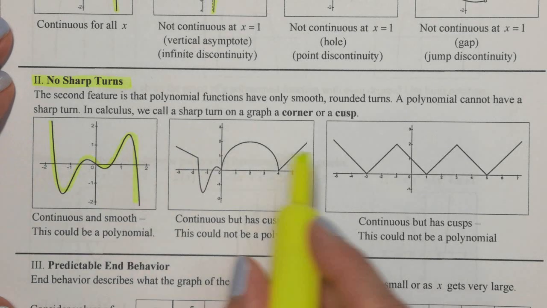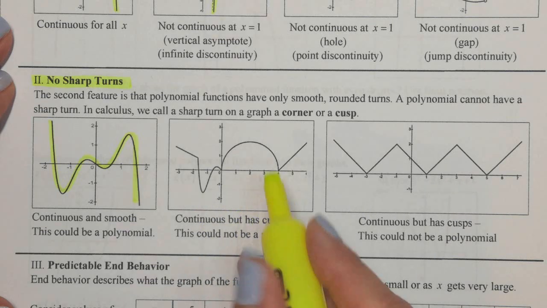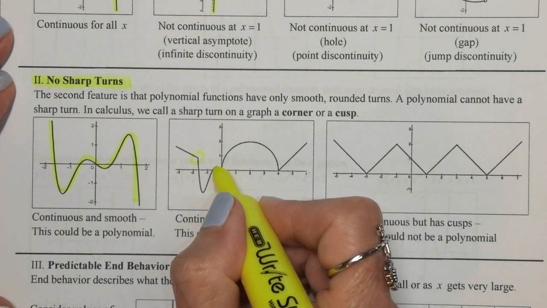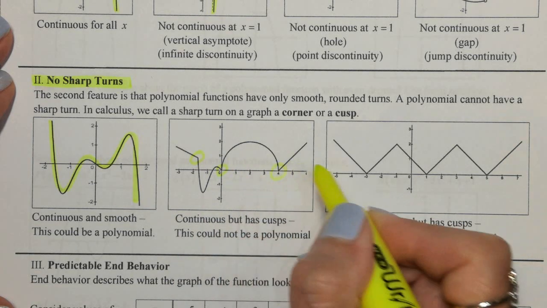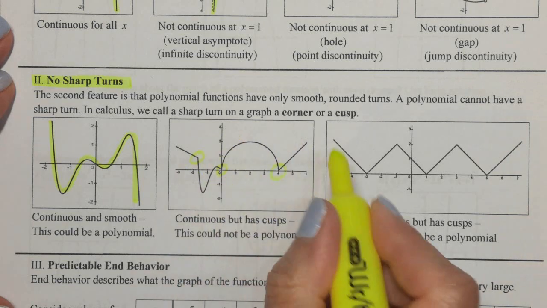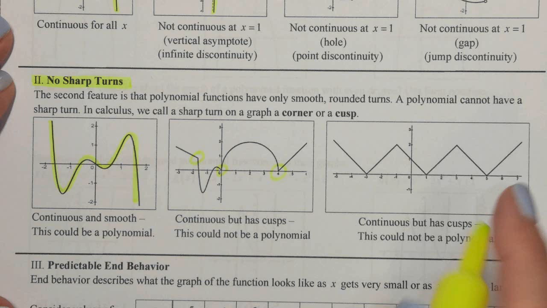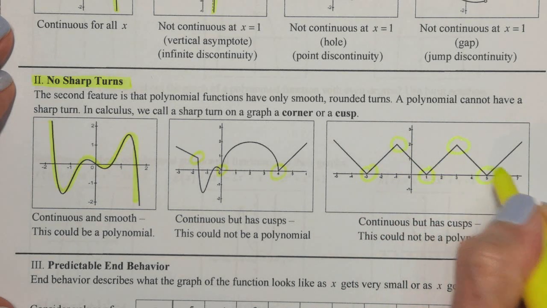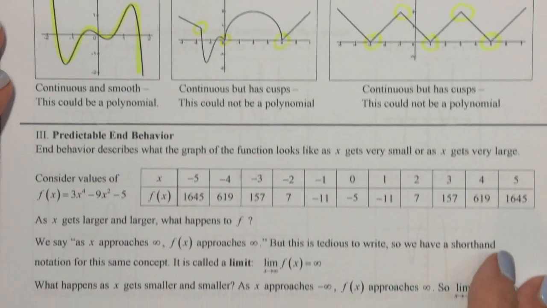This is a function, and it is continuous, but it has some sharp turns in it. There's a sharp turn right here, and there's a sharp turn right at the origin, and then there's another sharp turn right here. Again, I made this using a piecewise function. This one is continuous, but it has several sharp turns, several corners or cusps.